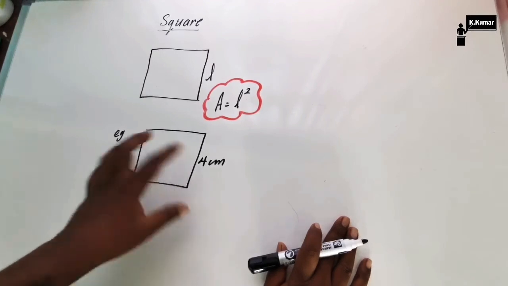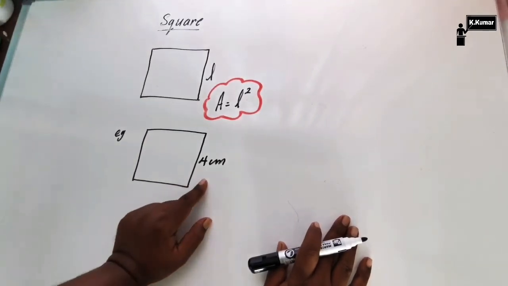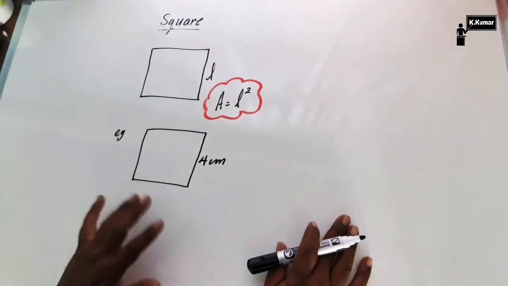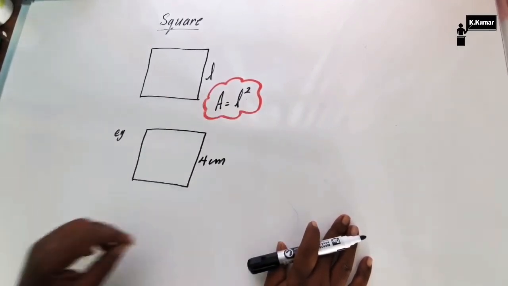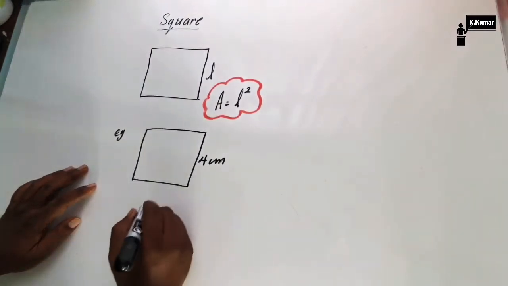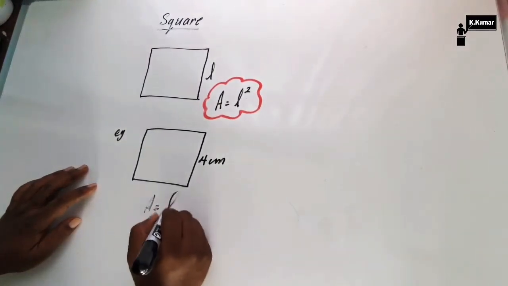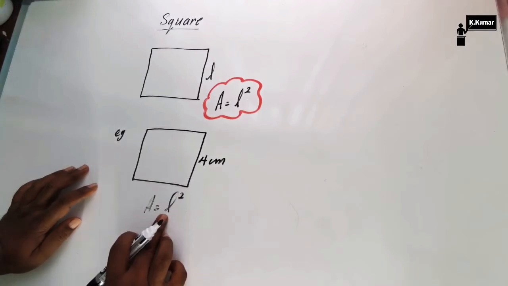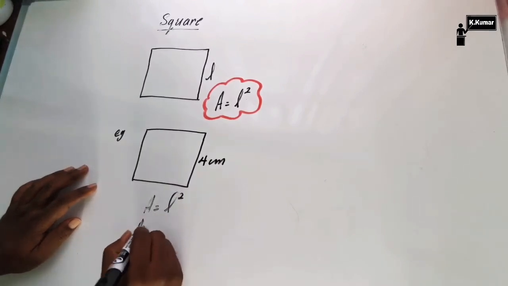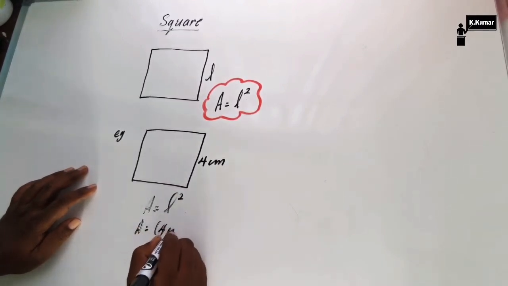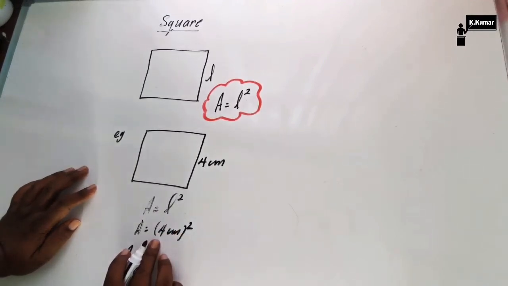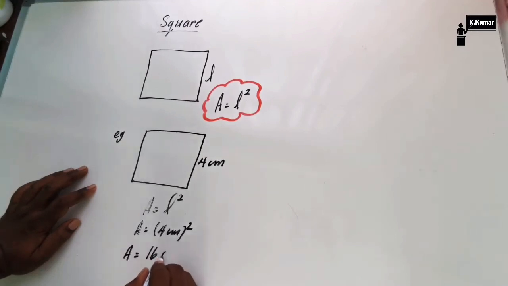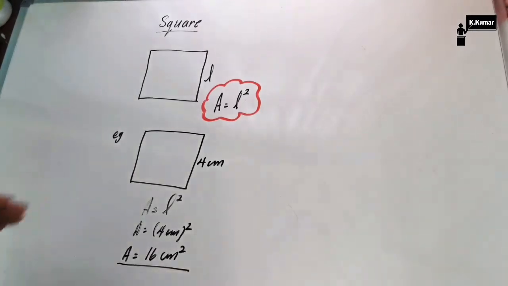So here you have an example with a square with one side being 4 centimeters. Well, we know that in a square, all four sides are equal. So if this side is 4, then this side is 4, this is 4, and this is 4 as well. But let's use the formula and find the area. A equals L squared, L being the length of one side. A equals 4 cm squared. The area would be 4 times 4, which is 16 cm squared. And that is our answer.